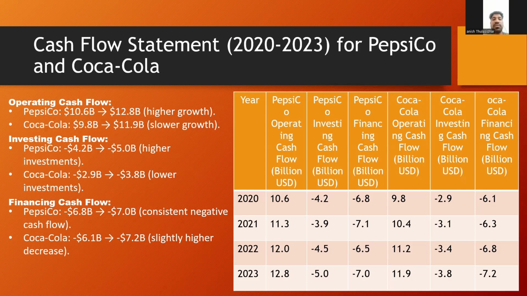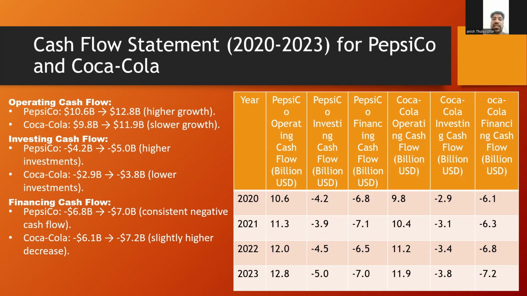Investing cash flow. Investing cash flow shows how much money a company spent on buying new assets or expanding its business. PepsiCo spent between $4.2 billion to $5.5 billion on investment during this period. Coca-Cola's investment ranged from $2.9 billion to $3.8 billion. PepsiCo invests more aggressively, while Coca-Cola is more cautious.